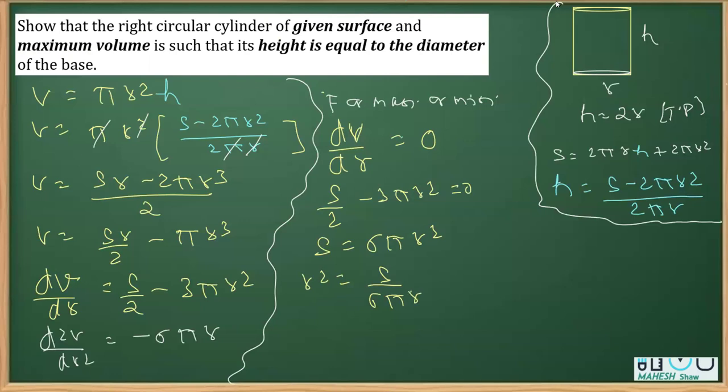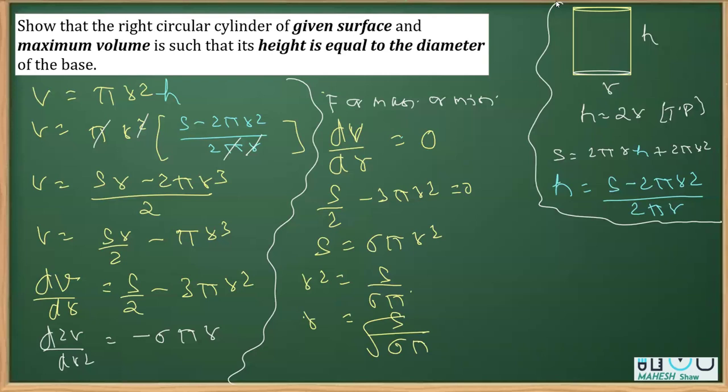We obtained this. Now we can say that r will be equal to the under root of s over 6 pi. So r square is equal to s over 6 pi, and r is going to be the under root of this.